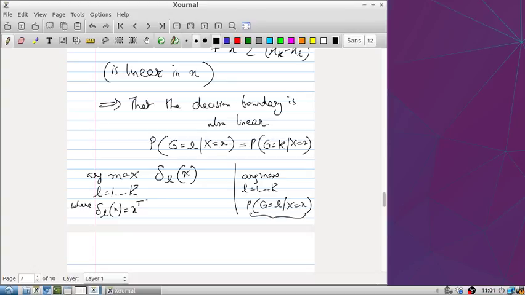x transpose sigma inverse mu k minus 1/2 mu k transpose sigma inverse mu k plus log of pi. Okay, I think I made a mistake.